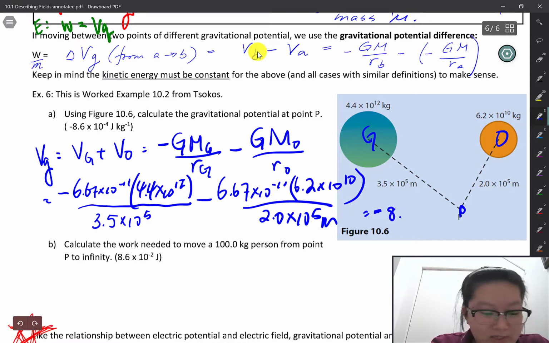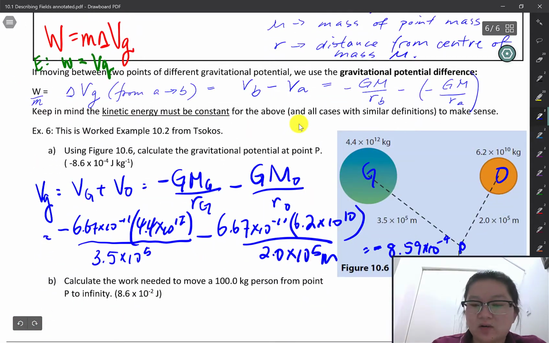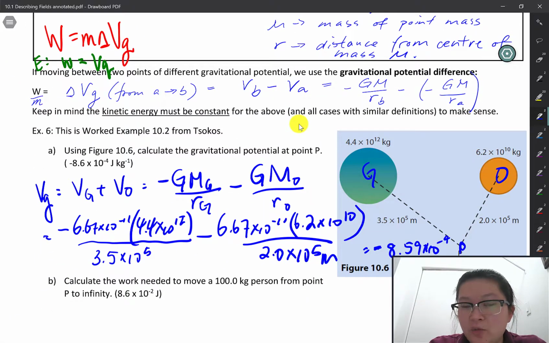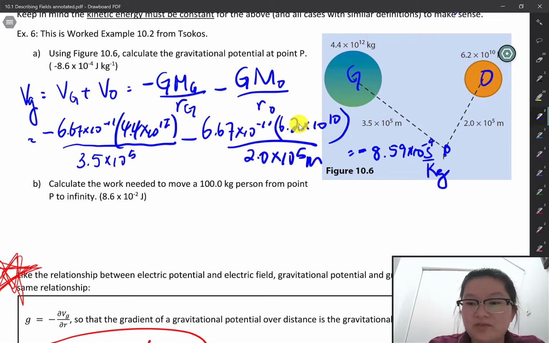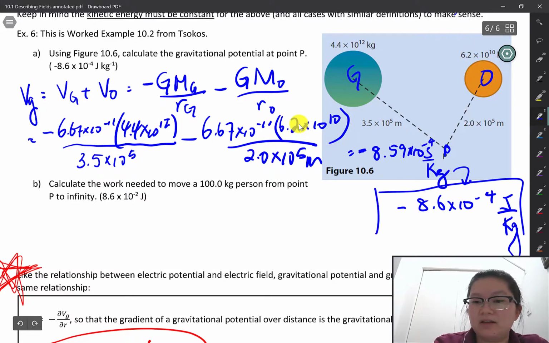So I get negative 8.59 times 10 to the power of negative 4. And this is going to be joule per kilogram. That's, by definition, the amount of work done per unit mass, moving that object of mass from infinity to that point, closer to both masses here in this case. So this amount of joules per unit of mass, rounding this up to about 2 sig figs, is negative 8.6 times 10 to the power of negative 4 joule per kilogram. Okay? All right. There's our first example.